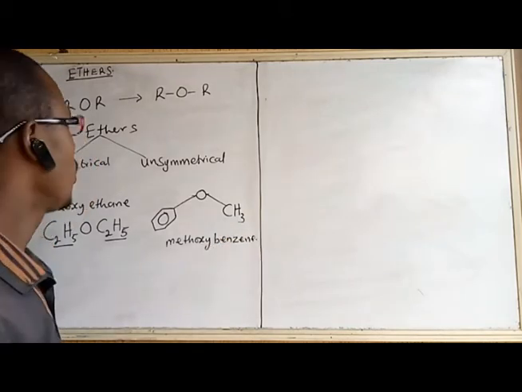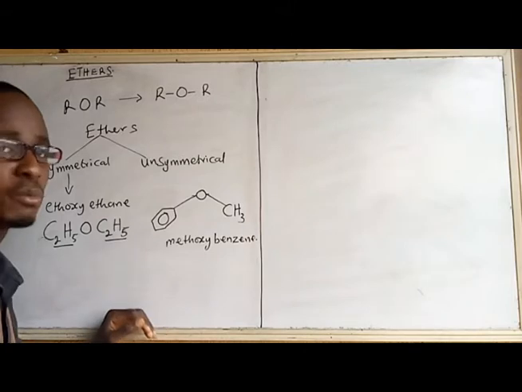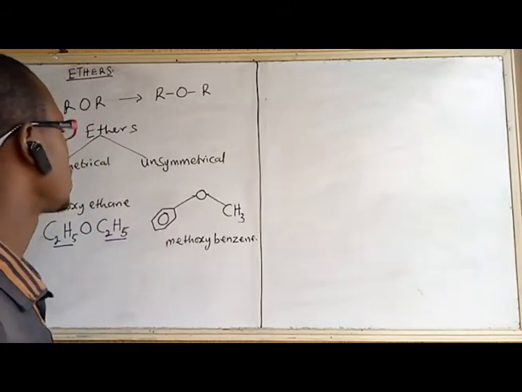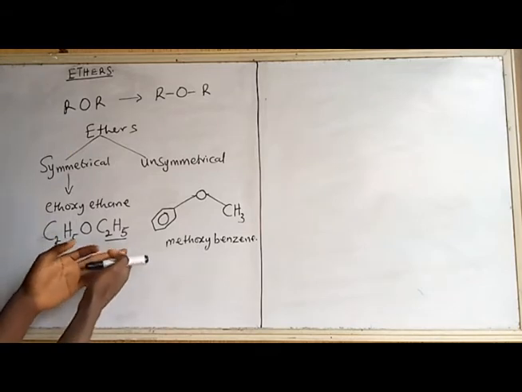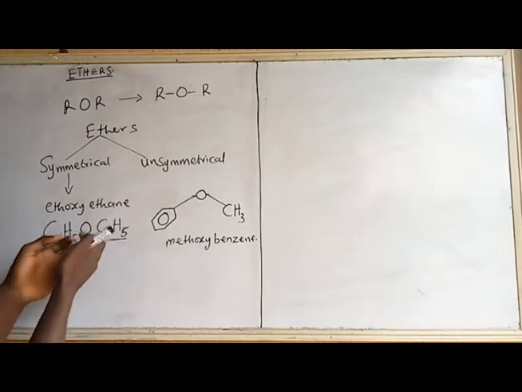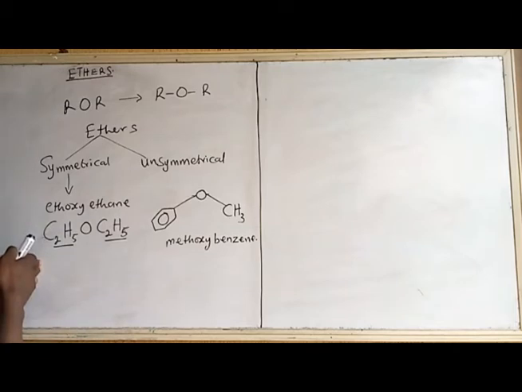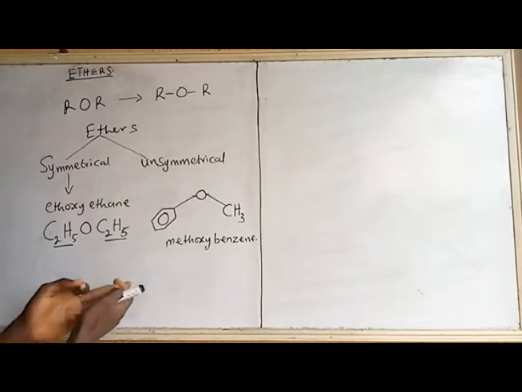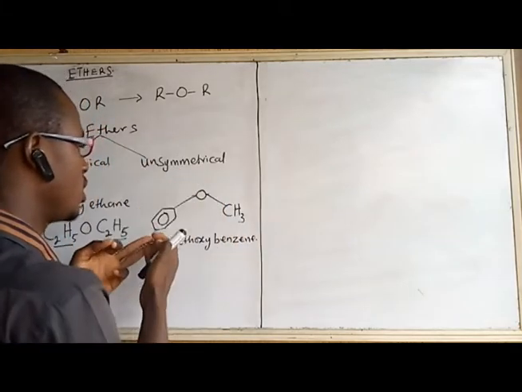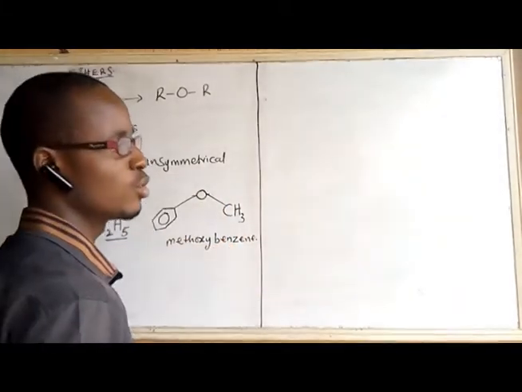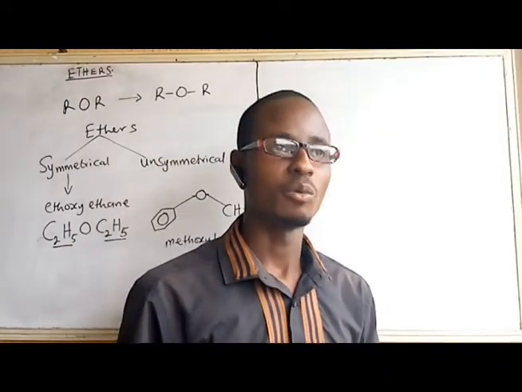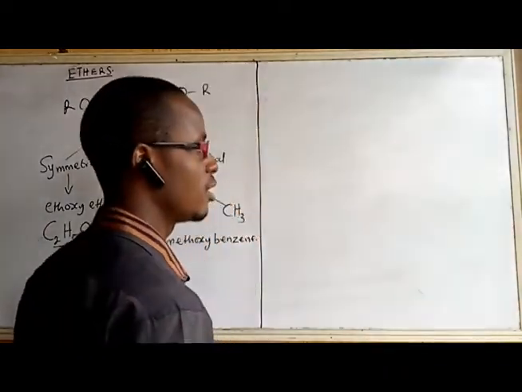The nomenclature for ethers is much simpler compared to all other homologous series. Why? Because it is very easy. Once you call the last organic radical here, then oxygen, then you call the first one. So as we have ethoxyethane, as we have methoxybenzene, and so on. For other ethers that have a longer chain, we are going to use a special naming system.